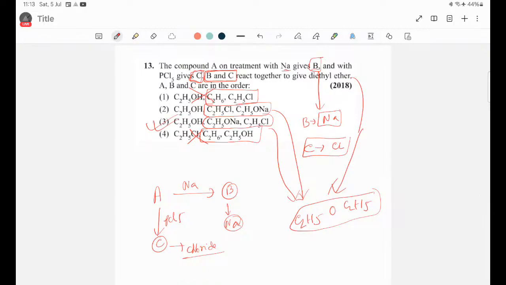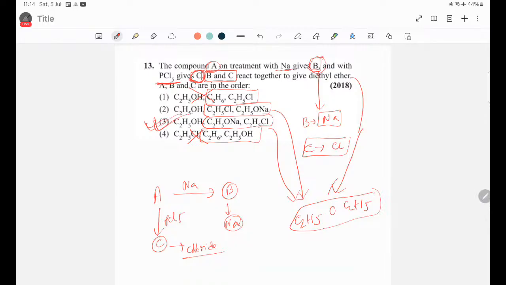Now compare between 2 and 3. How will you consider whether option 2 or 3 will be correct? Just try to figure this out. What is the C? C is produced upon treatment with PCl5, right? So definitely the C will be a chloride. And what is the B? B is produced upon treatment of A with sodium, right? So B definitely will contain sodium. So definitely option 3 will be correct.